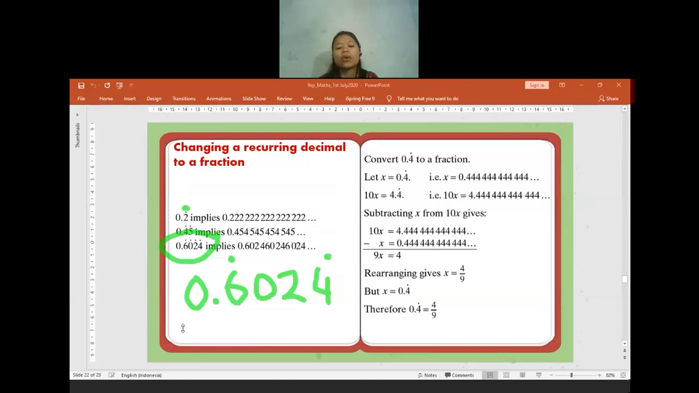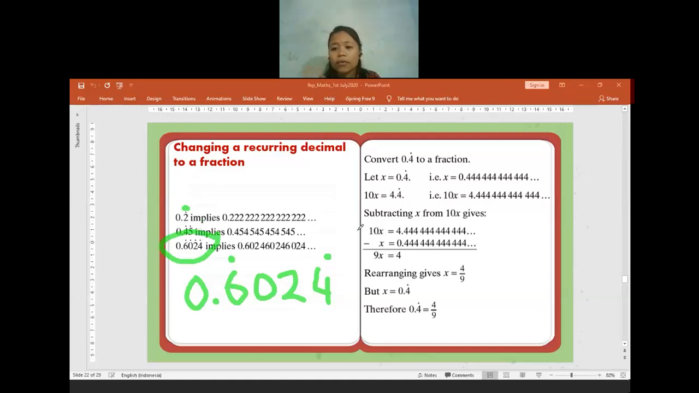Is there anyone who has difficulties to change the simple recurring decimal into the long recurring decimal? No, teacher. No, okay. I haven't started explaining about changing recurring into fraction. I just want to make sure, is there anyone who has difficulties to change the simple recurring decimal into the long decimal one?